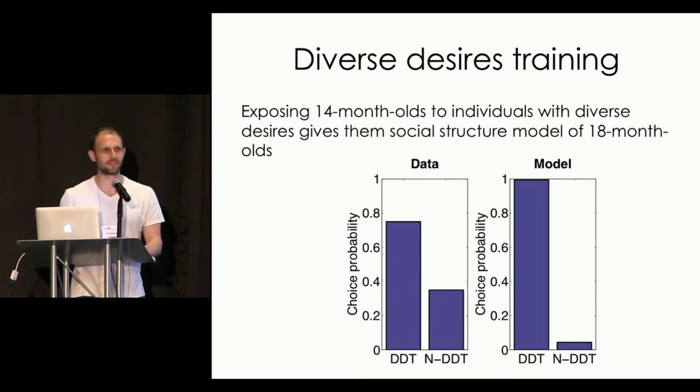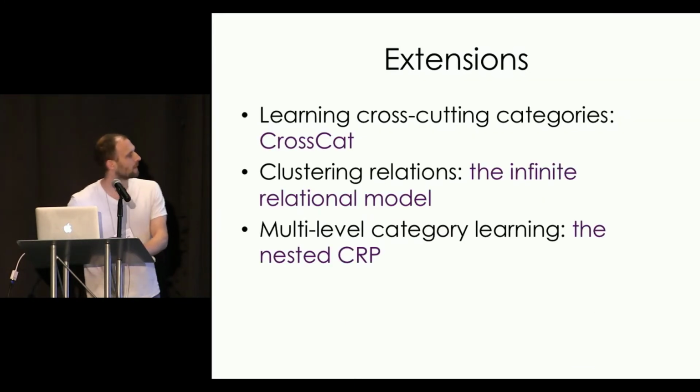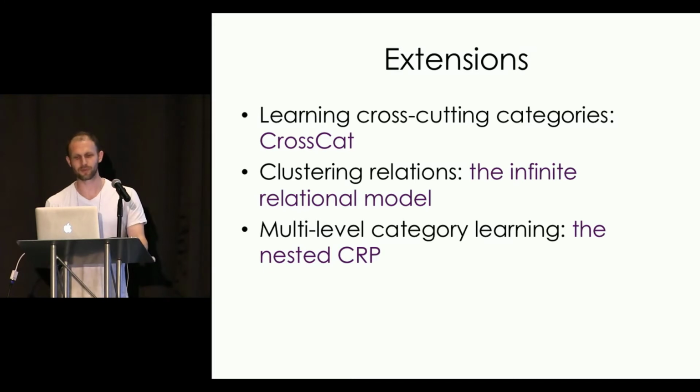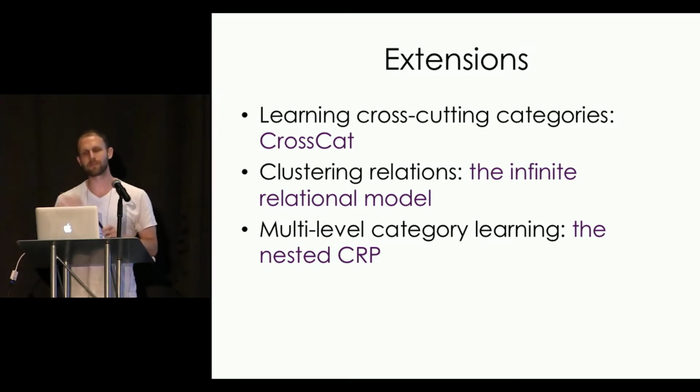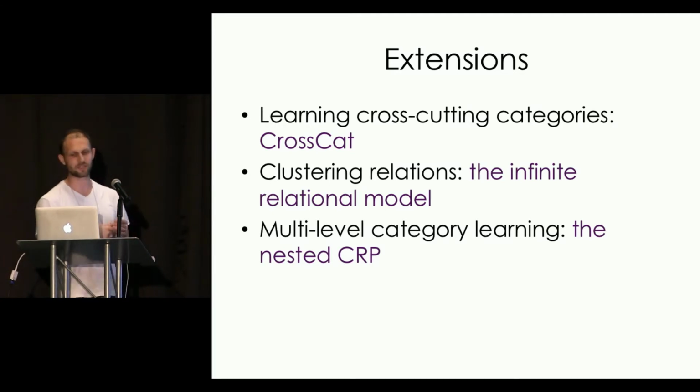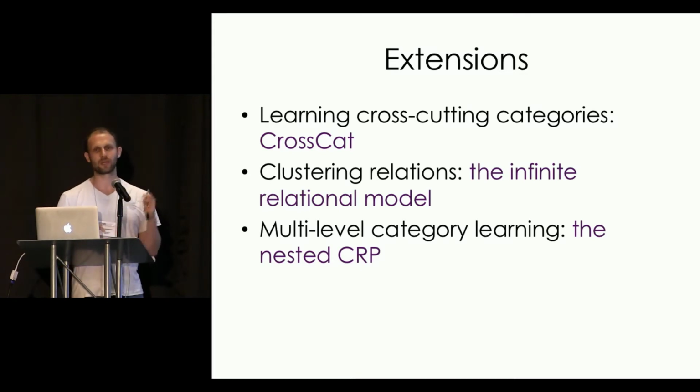Any other questions? Okay. So this is just kind of the tip of the iceberg. There have been many interesting extensions of these ideas where you can take the Chinese restaurant process as this basic building block, but build more complex models. So for example, learning cross-cutting categories, that's known as the cross-cat model that Pat Shafto developed. That's essentially doing a bi-clustering of both objects and features.